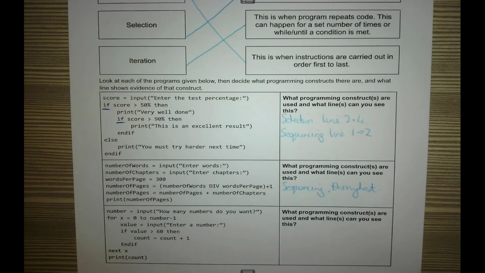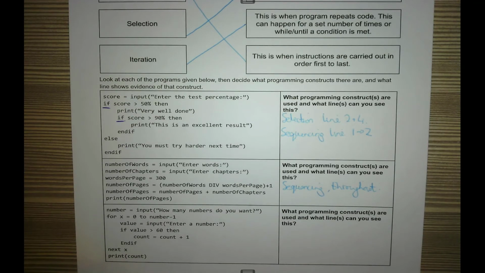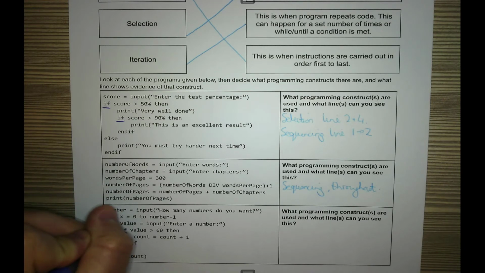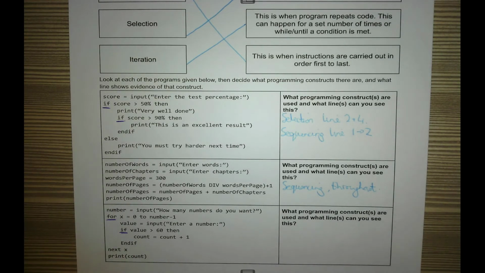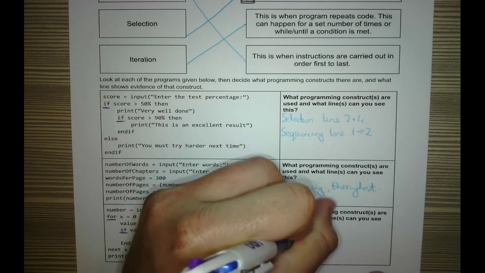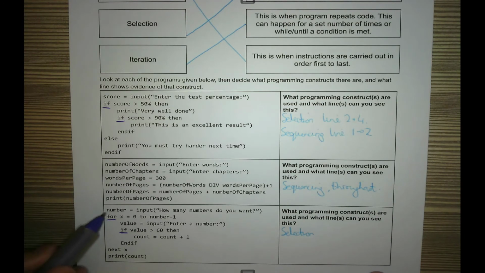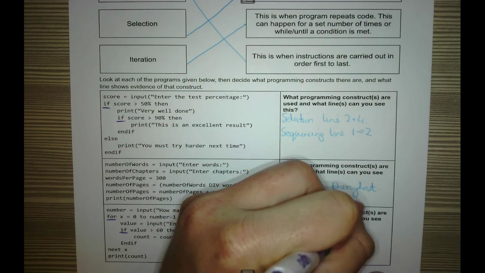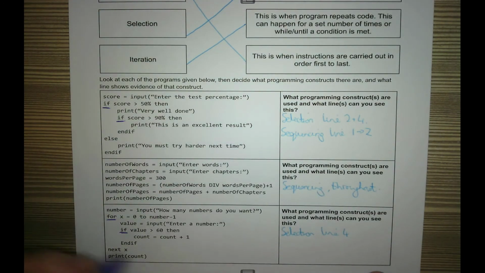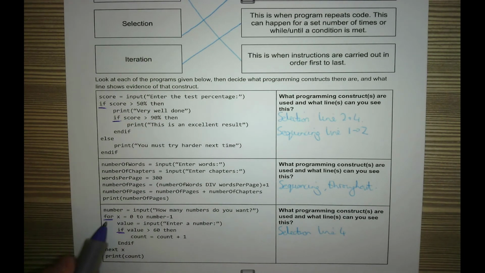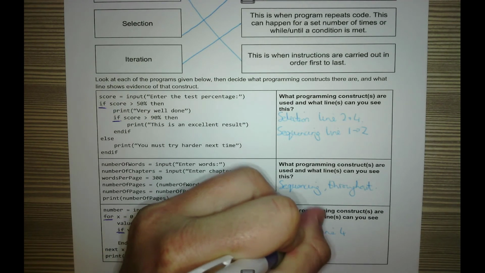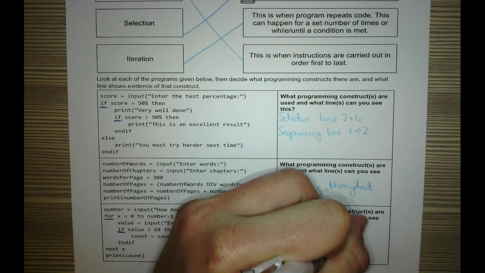Okay. And then finally, we've got this algorithm. What programming constructs are used and what lines can you see them on? Well, I'm going to highlight some keywords here: the word for and the word if. So straight away, as I said on the first example, if we've got an if statement, we've got selection. Okay, and that is on lines 1, 2, 3, 4. We've also got a for loop. So when we've got a for loop, that means we've got iteration, because it's going to repeat something. And that's on line 2.